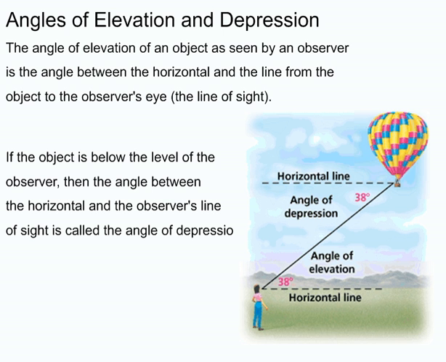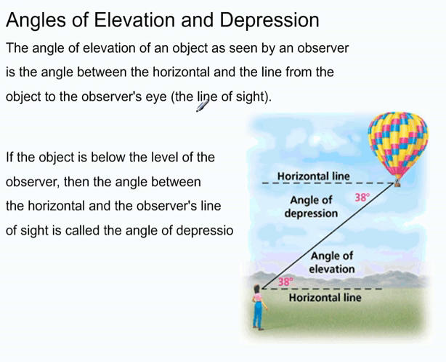Now the angle of elevation, if we're looking at our particular picture here, we have an observer down on the ground looking up at a person or a hot air balloon. The angle of elevation of an object as seen by an observer is the angle between the horizontal and the line from the object to the observer's eyes, which is the line of sight.